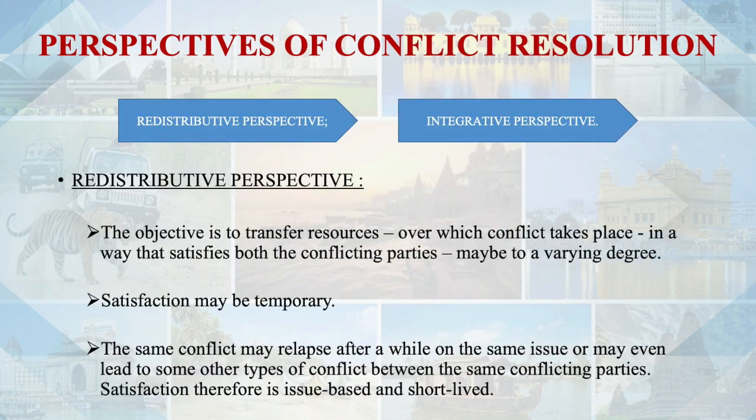Whereas the redistributive perspective was more towards transfer of resources, distribution of resources, for which it was not necessary that each of the conflicting parties will be completely satisfied, and it was also not guaranteed that the conflict will be over. Conflict may again reappear, again reoccur, and satisfaction is temporary. These are the critical points of redistributive perspective of conflict resolution.